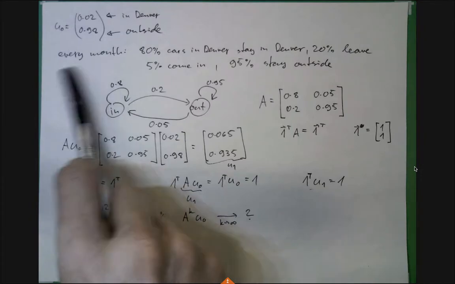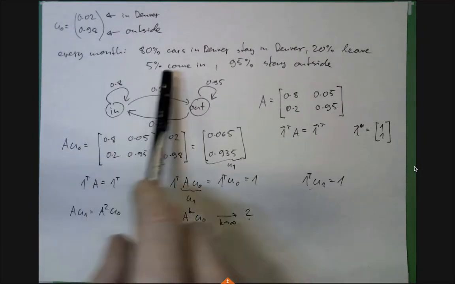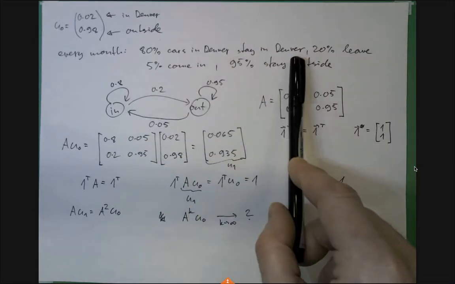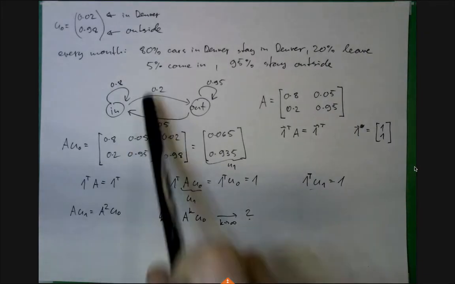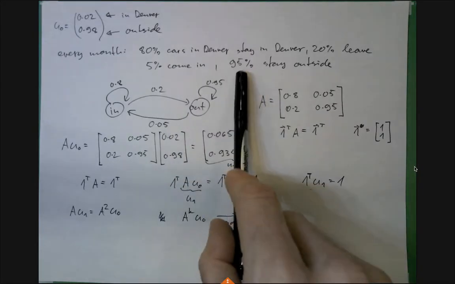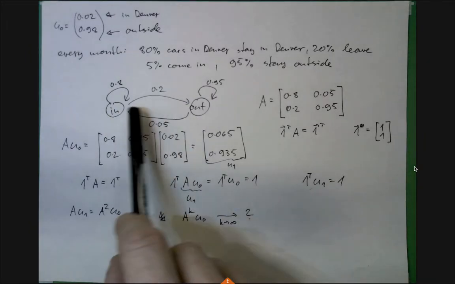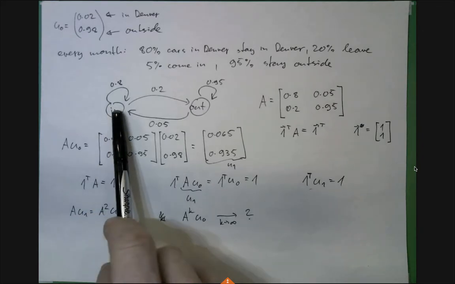Then I said you can imagine some statisticians came up with the following model: every month, 80% of cars which are in Denver stay in Denver, and 20% of them leave, meaning from Denver go outside. And 5% come in, so from outside come into Denver, and 95% stay outside. Sort of makes sense, right? Most of them stay outside. And the way we formalized it was, you can describe it using a Markov chain.